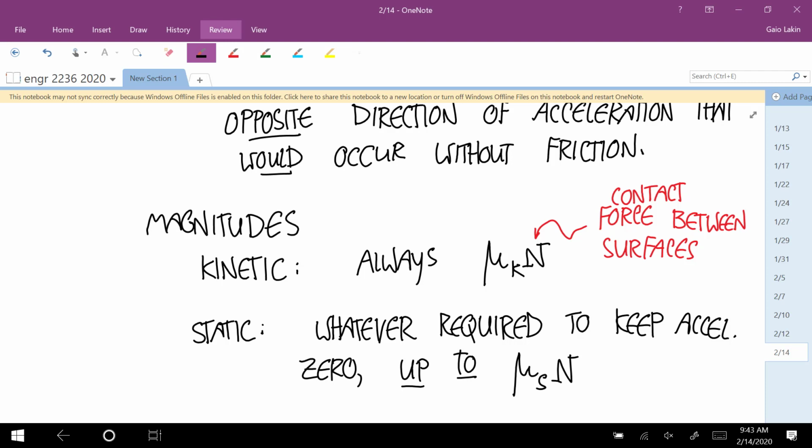That doesn't make any sense. So instead what happens is I apply 2 newtons. The friction applies 2 newtons the other direction, just enough to keep it at 0 acceleration until I get up to 100 newtons, that maximum. And if I go over 100 newtons, then the friction can't hold it in equilibrium anymore and it starts to slide.